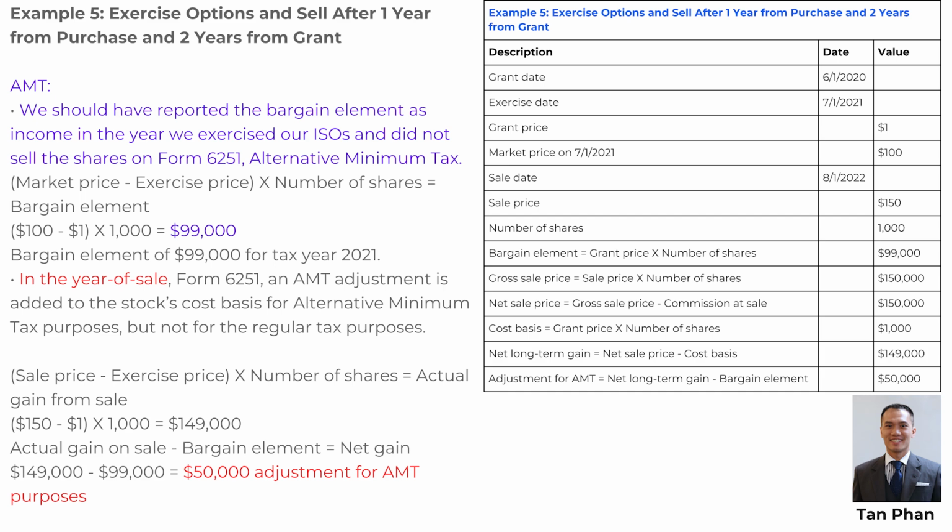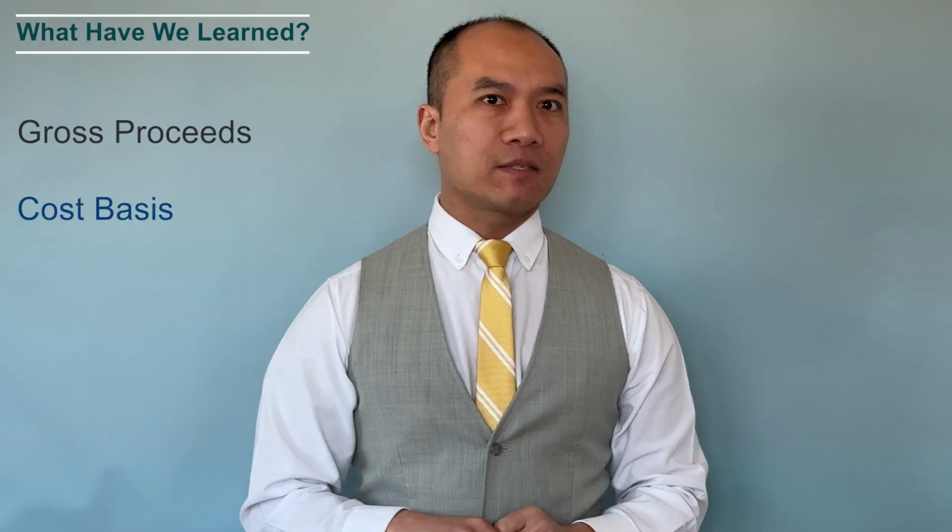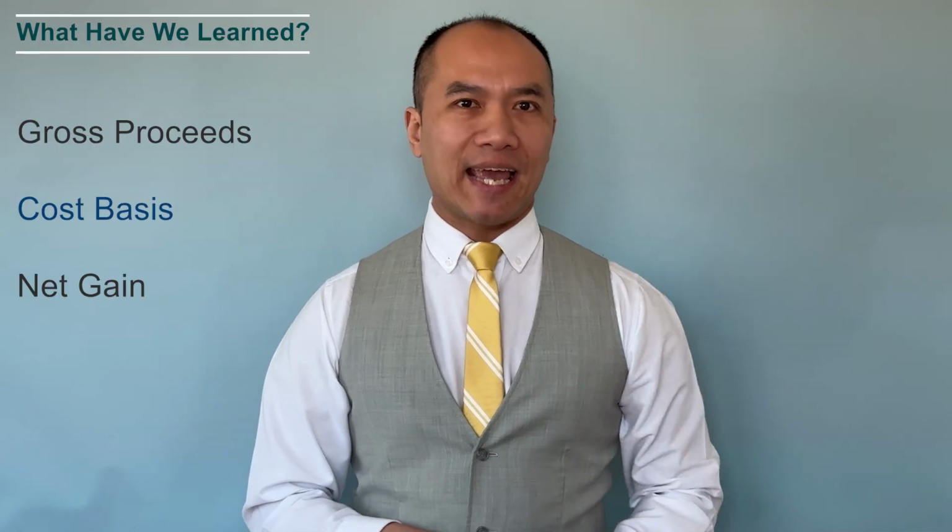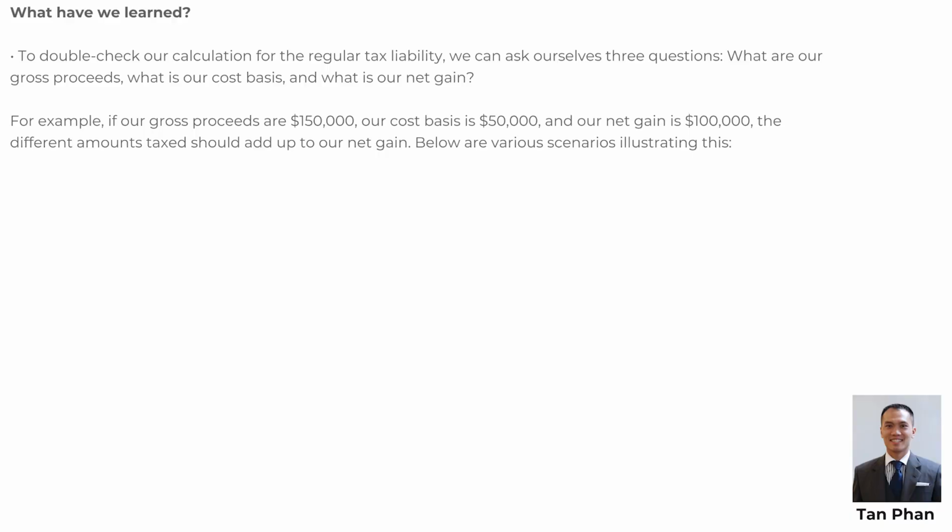Adjustment for AMT purposes. What have we learned? To double check our calculation for the regular tax liability, we can ask ourselves 3 questions. What are our gross proceeds? What is our cost basis? And what is our net gain? For example, if our gross proceeds are $150,000, our cost basis is $50,000, and our net gain is $100,000, the different amounts taxed should add up to our net gain.